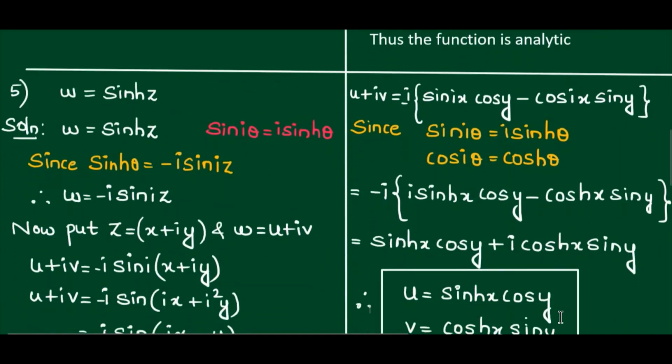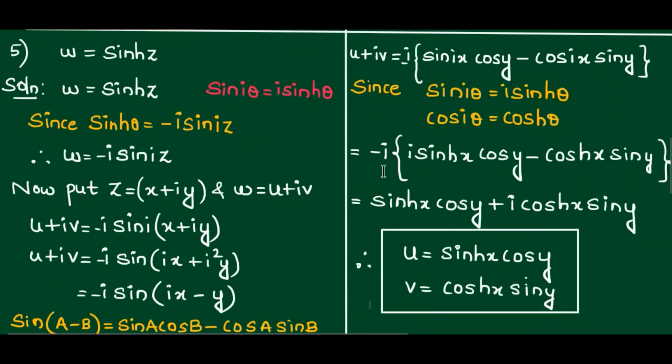Now let us discuss the next question. Check the analyticity of this function w equal to sinh z. We have a hyperbolic function, it is not a trigonometric function, and we are going to make use of this identity we have studied earlier, that is sin i theta can be written as i sinh theta. Before substituting z as x plus iy, we have to convert this in terms of sin iz. Only then you can substitute z as x plus iy, otherwise the steps get complicated.